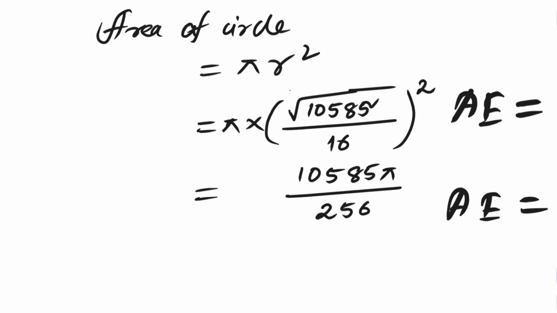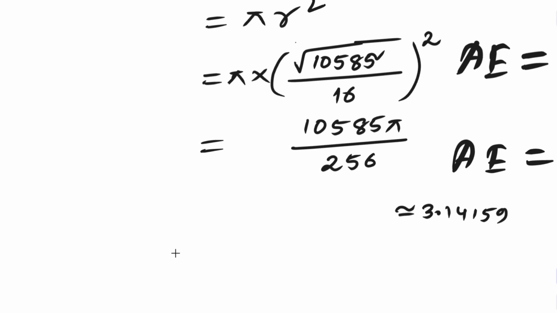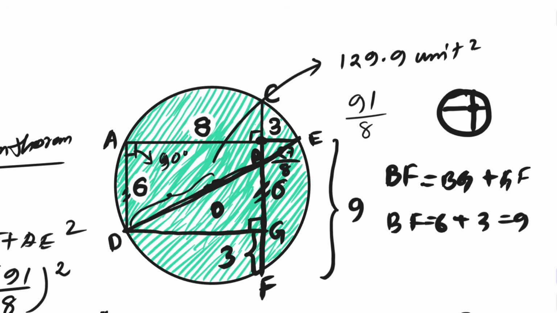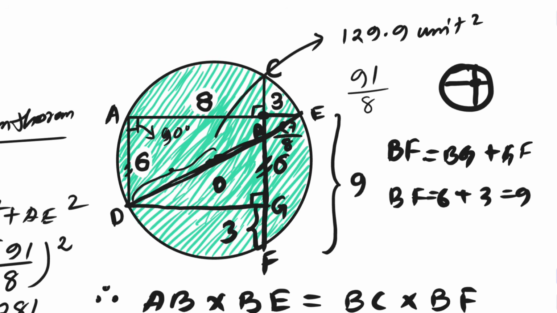If we use pi approximately equal to 3.14159, we get an area of approximately 129.9 square units. And there we have it, my friend. The area of the circle is approximately 129.9 square units. What I really like about this problem is how it combines several important geometry concepts into one elegant solution.